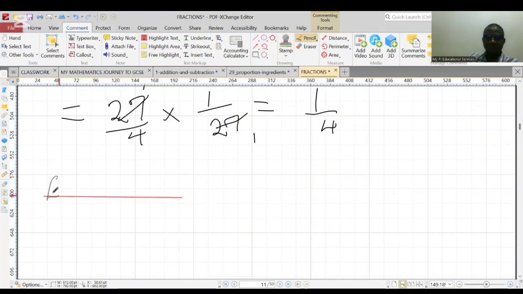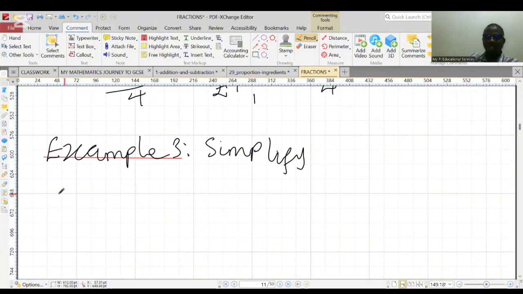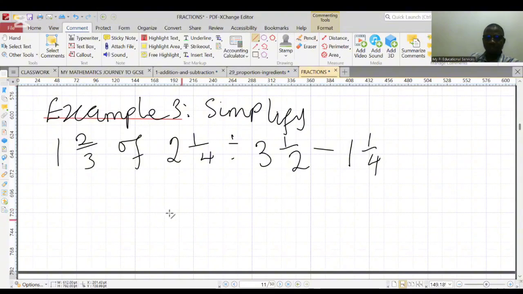Example 3. In Example 3, we have simplify. So we have to simplify this fraction: 1 whole number 2 out of 3 of 2 whole number 1 out of 4, divided by 3 whole number 1 out of 2, then minus 1 whole number 1 out of 4. So solution.